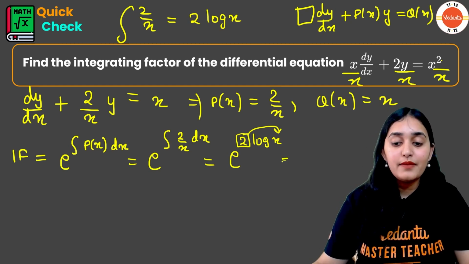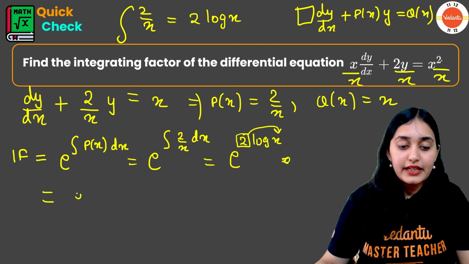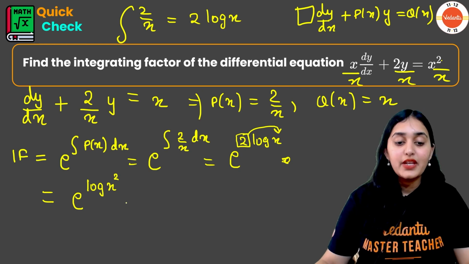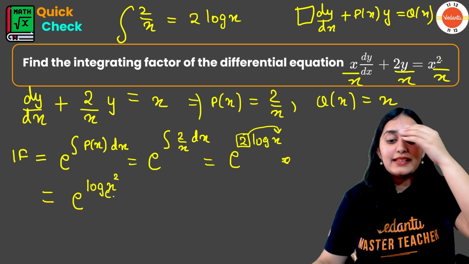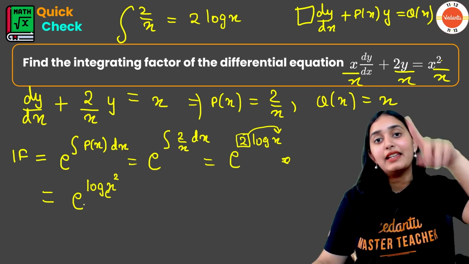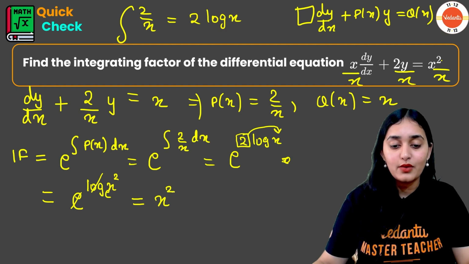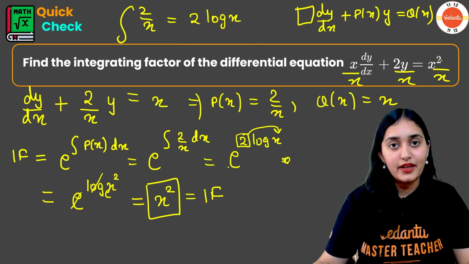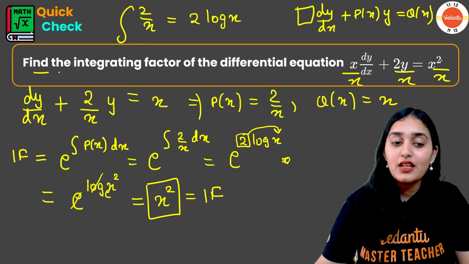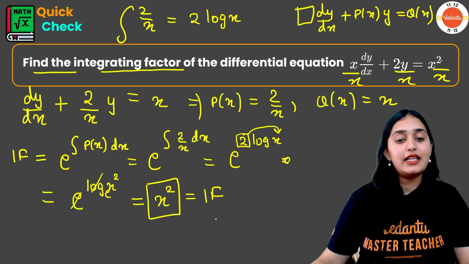So this will basically be, let me write it here, e to the power log of x square. Now, you know log base e and base e get cancelled. So this will get cancelled. It is equal to x square. So my integrating factor is x square. What are they asking you in the question? Find the integrating factor. This is my integrating factor.